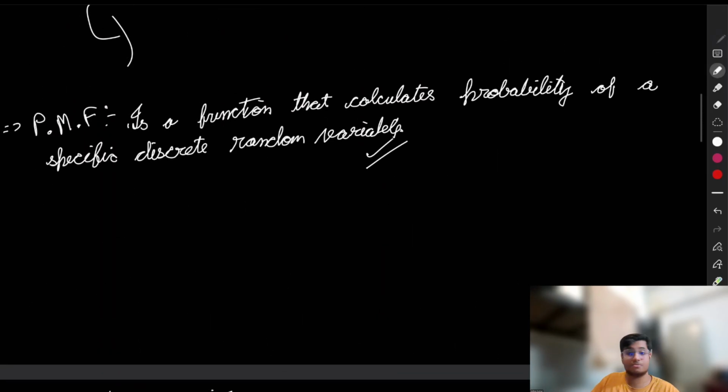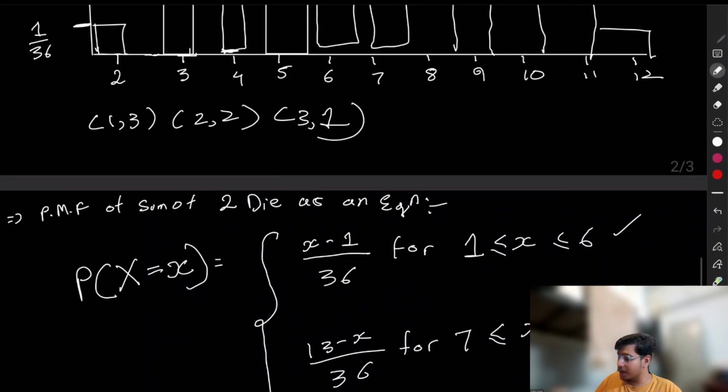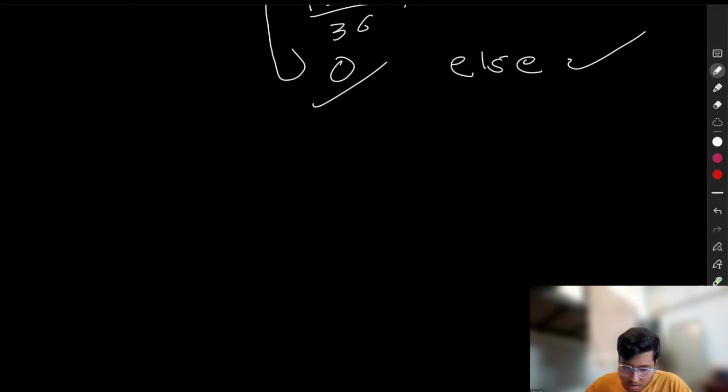It satisfies this definition. So what was the definition of probability mass function? It is a function that calculates the probability of a specific discrete random variable, and it is calculating that. So this is our probability mass function.